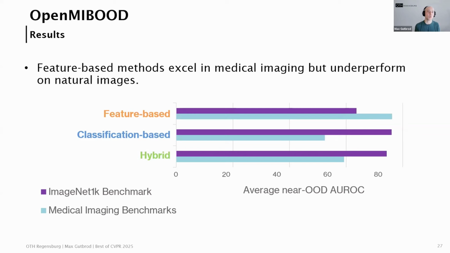And finally, we wanted to answer our initial question. How does the performance of these methods differ between natural images and medical images? For this, we also evaluated all methods on the ImageNet 1K benchmark from OpenMIBOOD. And we found that feature-based methods excel in medical imaging and don't work so well with natural images, while the classification-based methods excel on natural images and perform way worse in medical imaging.